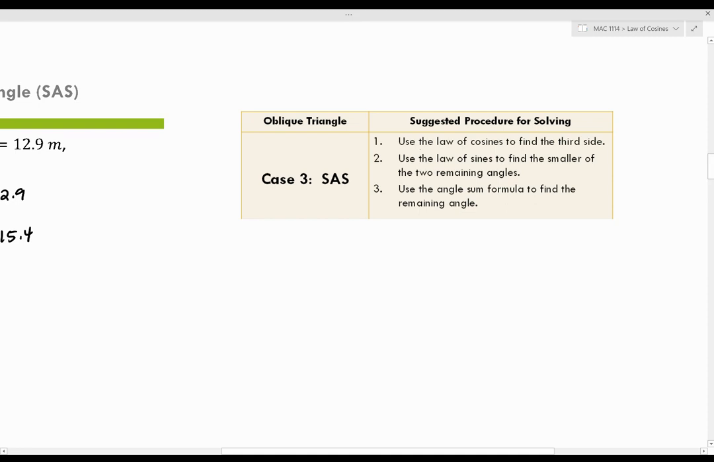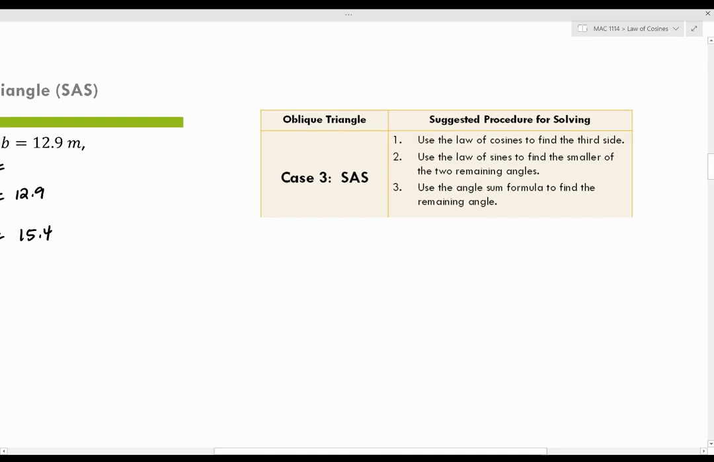The first thing we're going to do is use the law of cosines to find the third side. Then step 2, we're going to use the law of sines to find the smaller of the two remaining angles. And then step 3, we're going to use the angle sum formula to find the remaining angle.